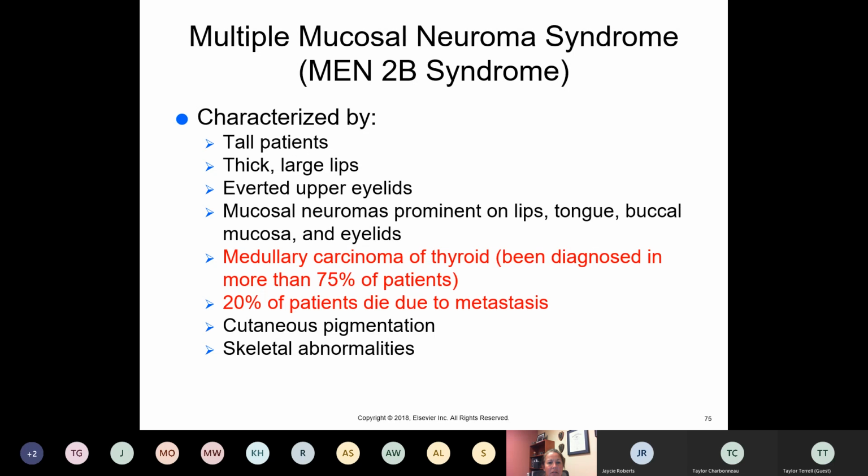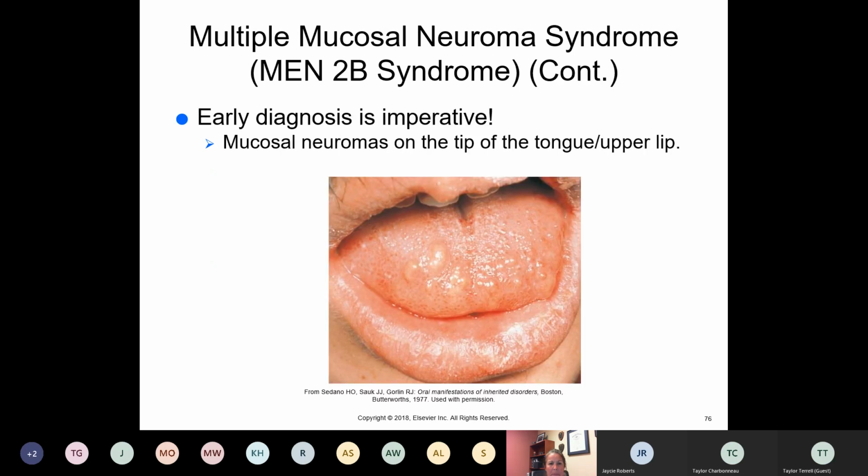And this is associated with medullary carcinoma of the thyroid. We see this in more than 75% of these patients, and 20% of those patients die due to a metastasis in that area. We can see cutaneous pigmentation, so pigments on their skin like little nevi, and sometimes skeletal abnormalities as well. Early diagnosis is imperative with this condition. This patient has little neuromas on the tip of the tongue as well as the upper lip. Those little knots that you see, that's nerve tissue.